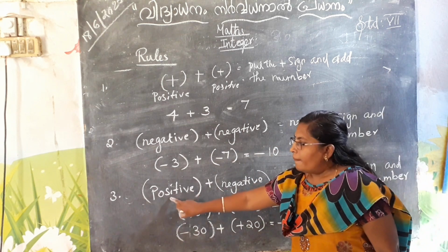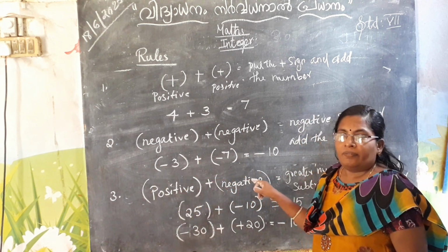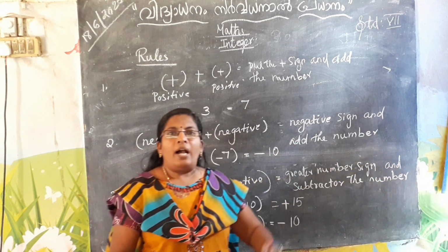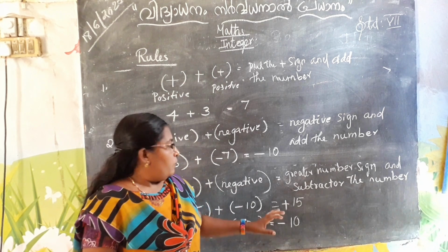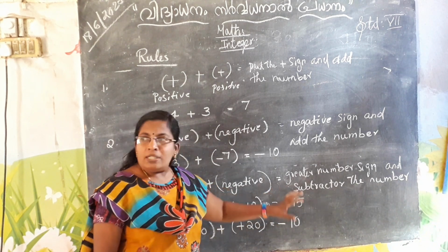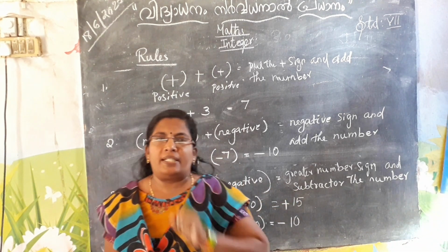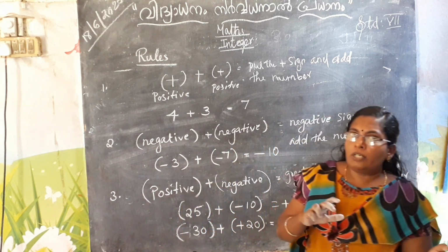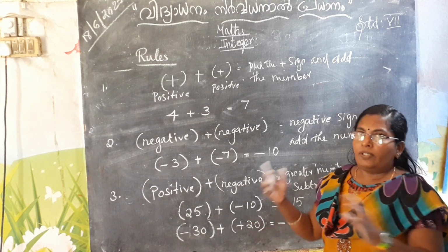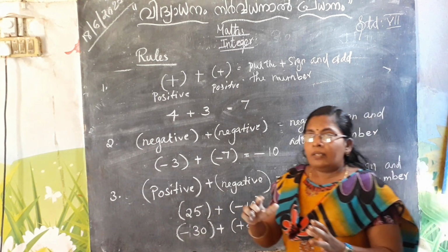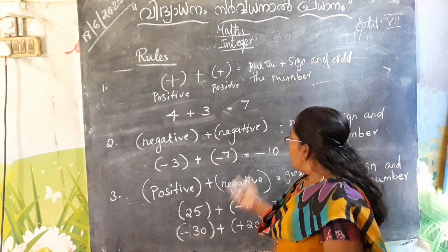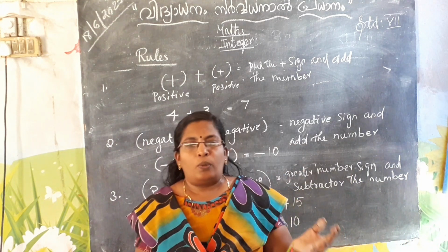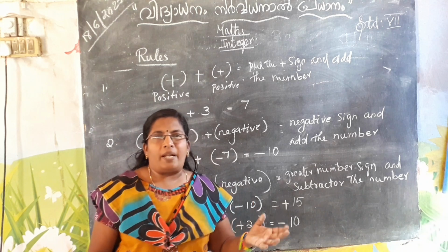Next is different signs. When we add two different signs, that is, if one is positive and another one is negative, what do we want to do? First, we check which number is greater and write its sign. If the positive is greater, write the positive sign. If the negative number is greater, write the negative sign. Then subtract the numbers.